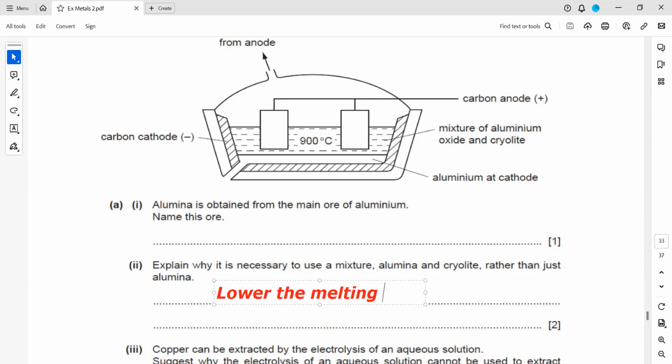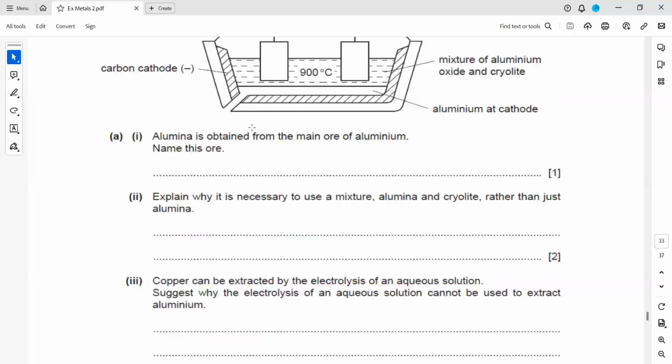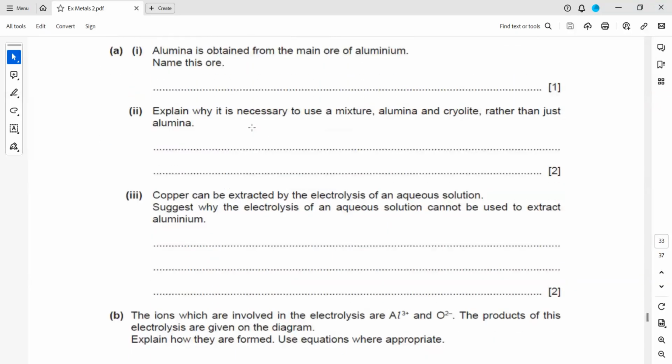And the second thing is cryolite is used as a solvent. So when we say it is used as a solvent, it dissolves most of the aluminium oxide and breaks it down into ions easily. That's another advantage. And it also concentrates the ore and gives out a greater amount of aluminium. So lower melting point, and cryolite is used as a solvent to dissolve alumina. These are the 2 points you will mention.